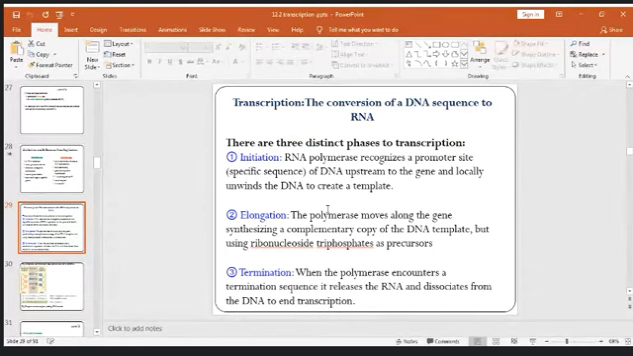So let's discuss transcription, like the conversion of DNA to RNA: initiation, elongation, termination. Those are three major distinct phases in most of the molecular biology parts. The first, initiation, RNA polymerase recognizes a promoter site. Promoter site means specific sequence site from the parental strand of the DNA, upstream to the gene, and locally unwinds the DNA to create a template. No, DNA is double-stranded, and RNA polymerase has unwinding activity.